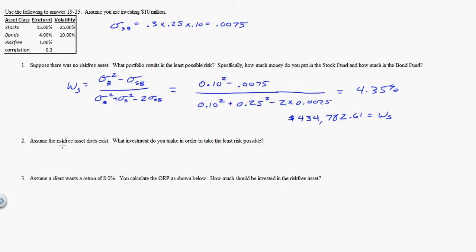Okay, so this question, assume the risk-free asset does exist. What investment do you make in order to take the least possible risk? I put $10 million in the risk-free, right? So that's a gimme question. $10 million in the risk-free.